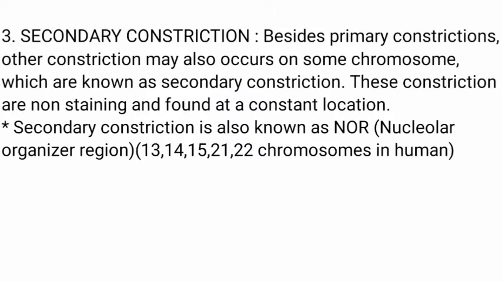Secondary constriction. Besides primary constrictions, other constrictions may also occur on some chromosomes, which are known as secondary constrictions. These constrictions are non-staining and found at a constant location. Secondary constriction is also known as NOR, nucleolar organizer region. Chromosomes 13, 14, 15, 21, and 22 in human beings are present at the secondary constriction region.